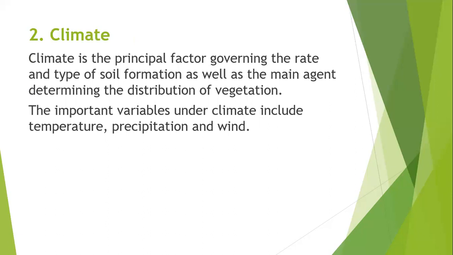This is the second factor for soil formation, which is climate. Climate is the principal factor governing the rate of soil formation and the type of soil formed, as well as the main agent determining the distribution of vegetation. The important variables under climate are temperature, precipitation, and wind.